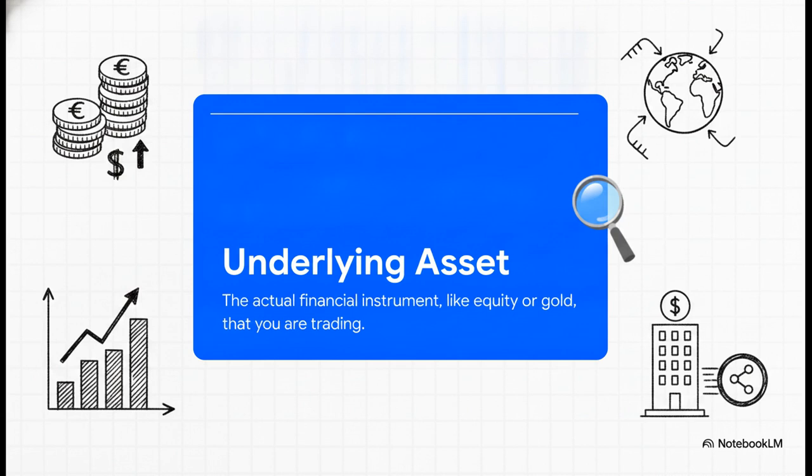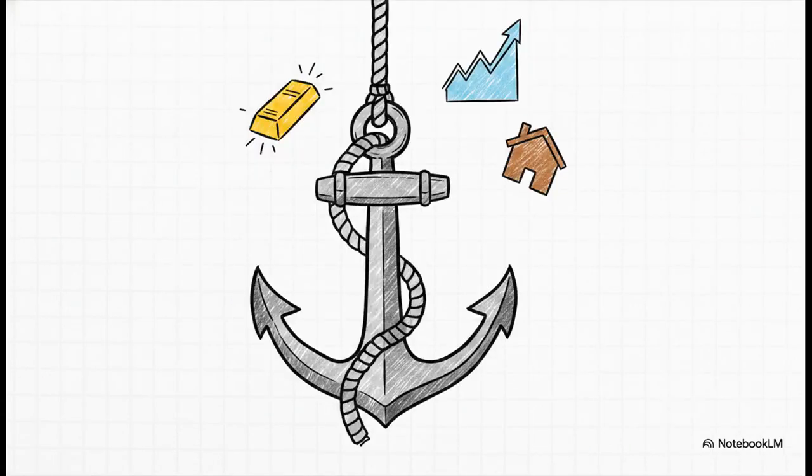This foundational piece can be practically anything of value. It could be equity shares in a company, a physical commodity like gold, a currency pair like the US dollar and the Indian rupee, or even a broad market index like the Nifty or Sensex. And I should note here the current real-time price of this underlying asset in the regular market is often referred to as the spot price. Why? Well, because if you buy it in the regular cash market, you're exchanging money for that asset right on the spot.